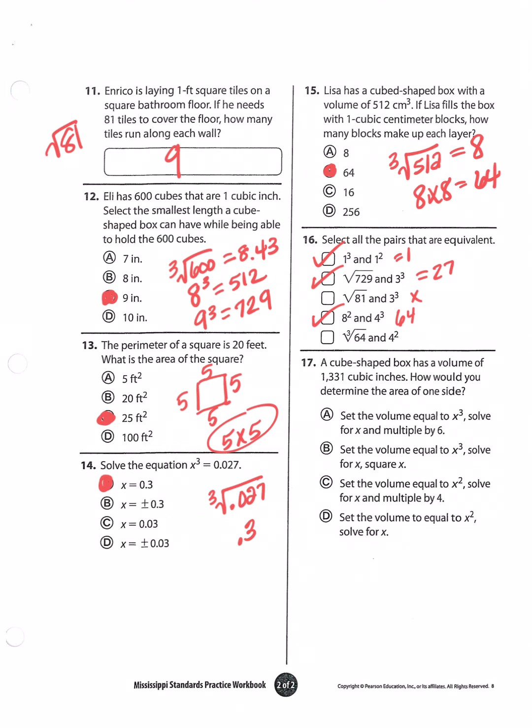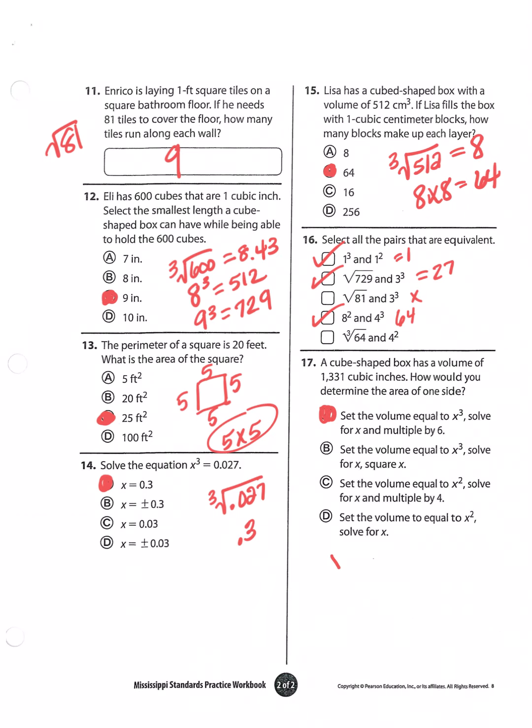17, a cube-shaped box has a volume of 1331 cubic inches. How would you determine the area of one side? Set the volume equal to x cubed, solve for x, and then multiply that by 6. So that one is A.